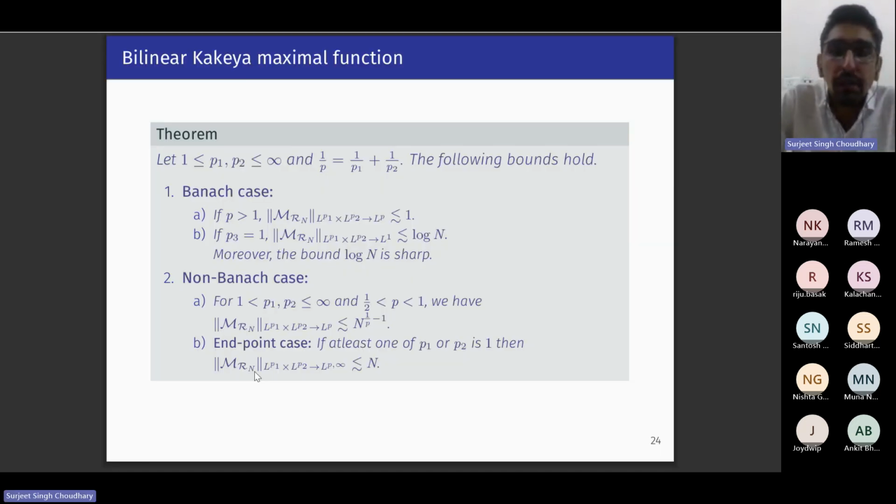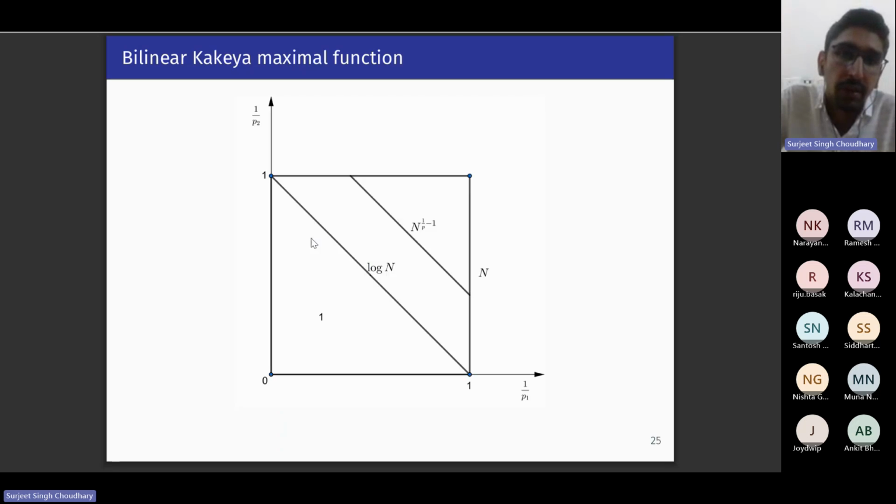So we have the following boundedness results for the bilinear Kakeya maximal function with dependence on the eccentricity n. We divide this result into two cases, Banach case and non-Banach case, depending on the region. Let me explain the dependence on the eccentricity using this diagram. Basically, any p1, p2 below this line joining (1, 0) and (0, 1), that is on this line, we will always have p equal to 1.